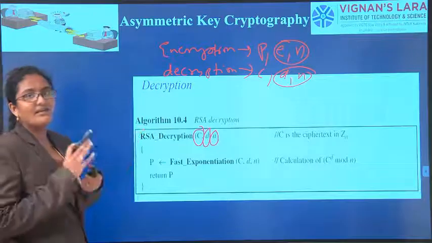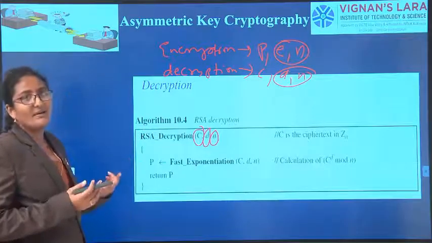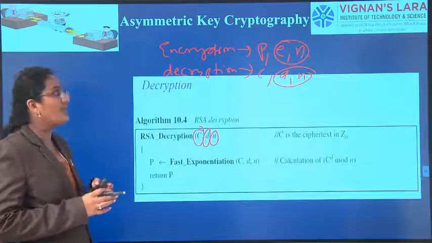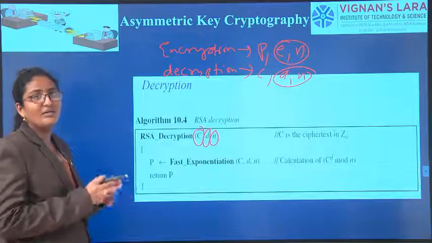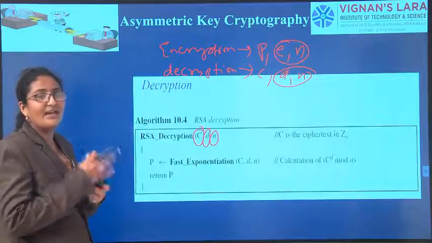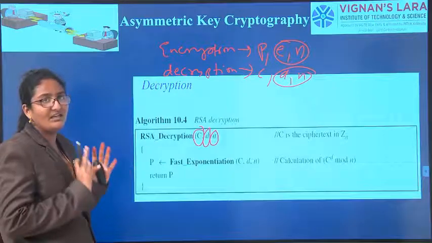So E comma N is the public key. D comma N is the private key. Everything we are talking about is in terms of integers only. In the third unit everything is integers only. Plain text, ciphertext, keys, all are integers only.